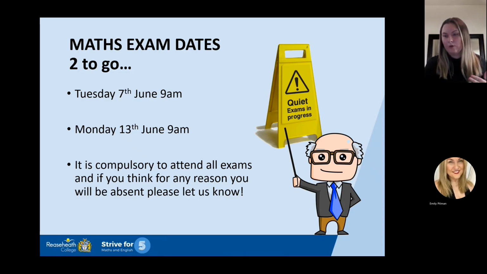Okay, so you might have watched this and already done your paper 2, or you might have both of them to go. So we've got Tuesday the 7th of June at 9 AM. That is your paper 2. And we have Monday the 13th of June at 9 AM. That is your paper 3. They are both calculator papers. If there's any reason that you think you can't come, please let us know as soon as possible so we can help you and try and sort something out for you.